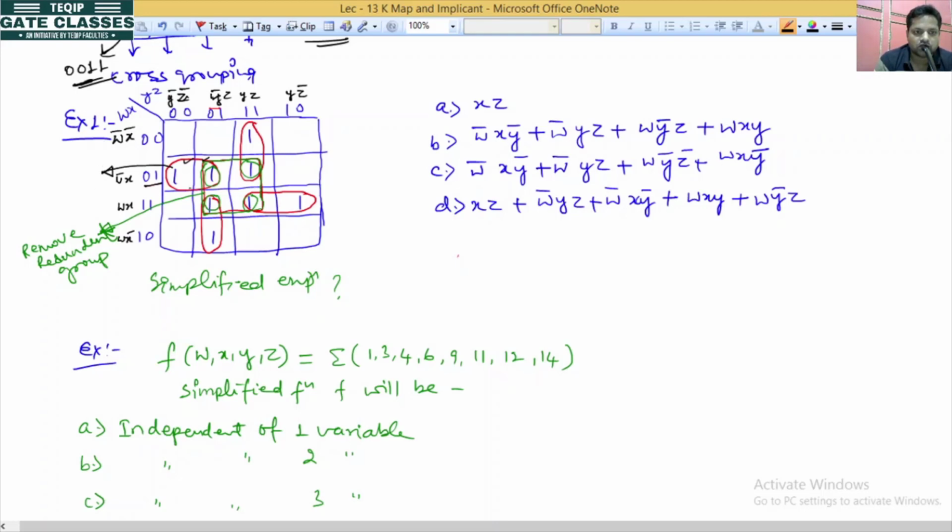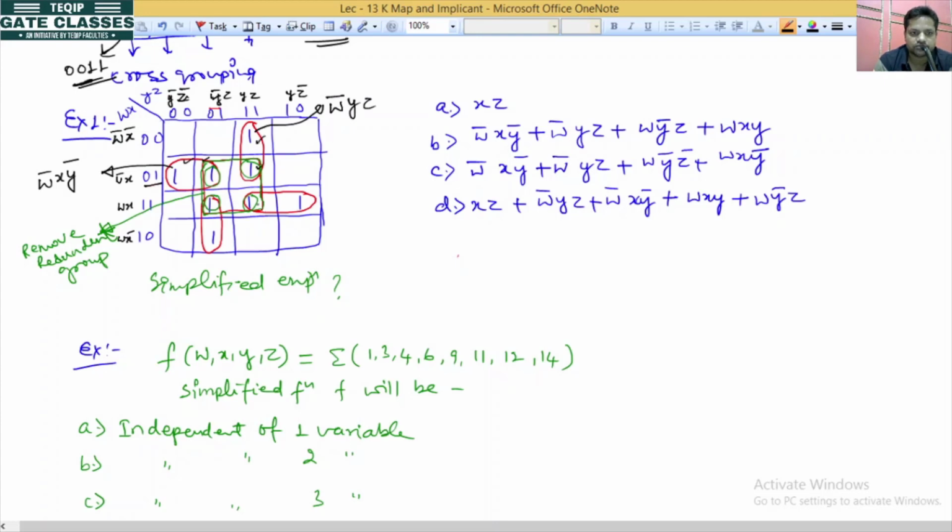Now, the common literals from the rows is w bar x, so it will be w bar x. And what is common in columns? It is y bar z bar, y bar z, so which one is common? Y bar only, so it will be w bar x y bar. Now I want to write the expression for this pair. Row wise it is w bar, and in columns we have yz common in these two cells.